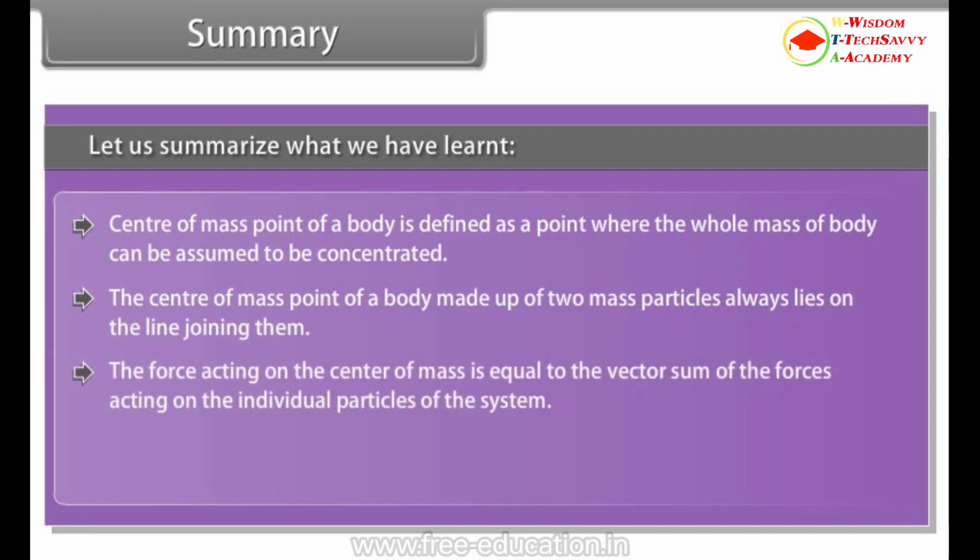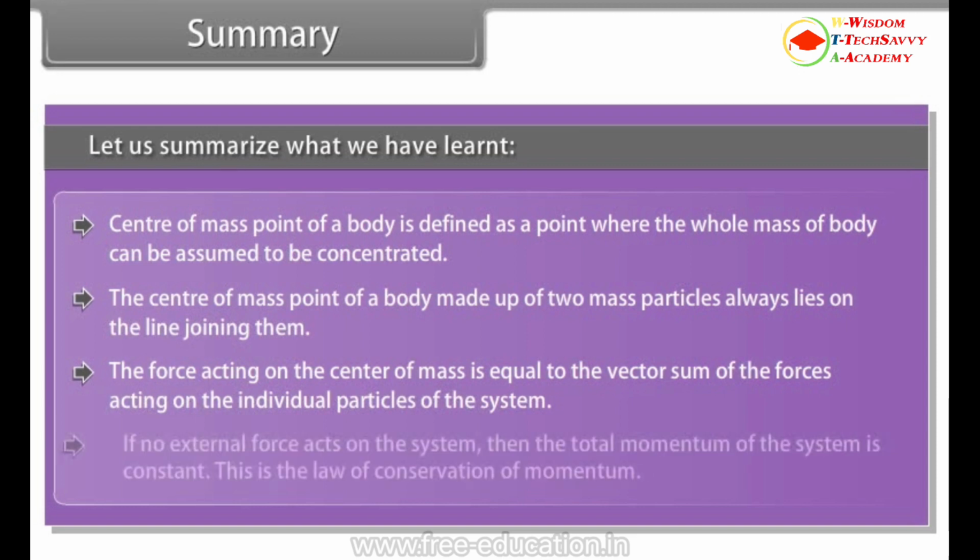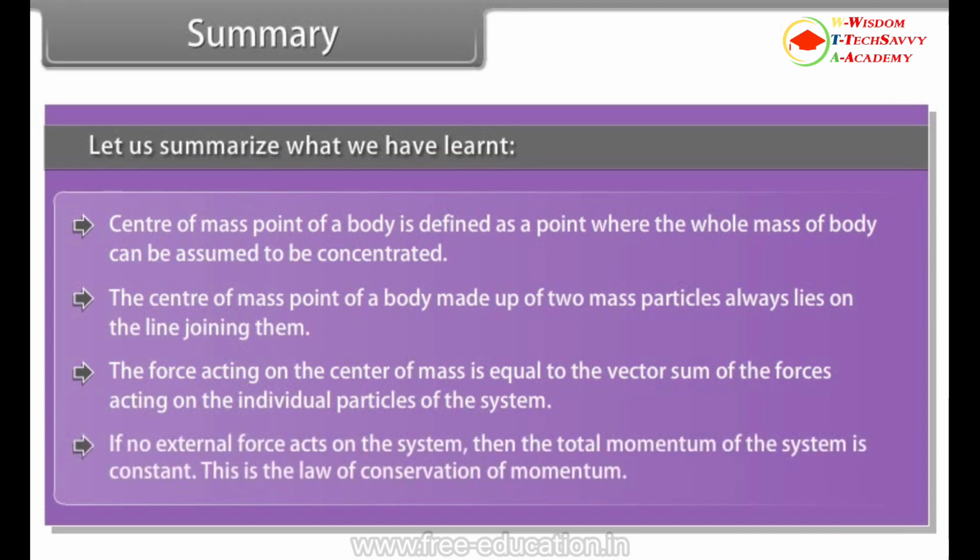The force acting on the center of mass is equal to the vector sum of the forces acting on the individual particles of the system. If no external force acts on the system, then the total momentum of the system is constant. This is the law of conservation of momentum.